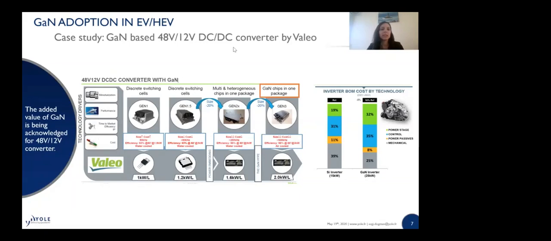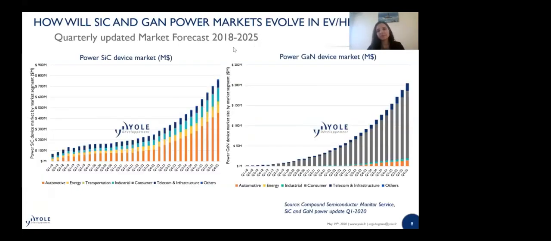And here you see an example from the tier one, Valeo, who is also developing GaN solutions for the 48 to 12 volt DC-DC converters to be used in the high volume mild hybrid electric cars. And according to the company, the GaN products can really bring better performance than silicon at similar cost. So now let's have a look at the GaN and SiC power market forecasts.